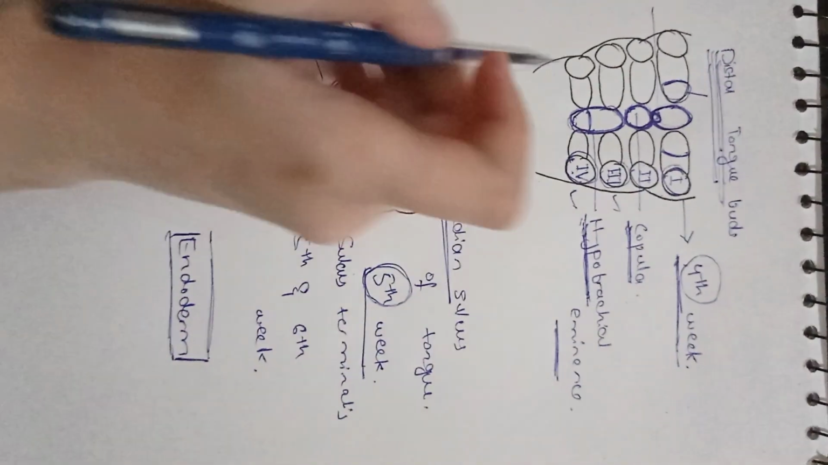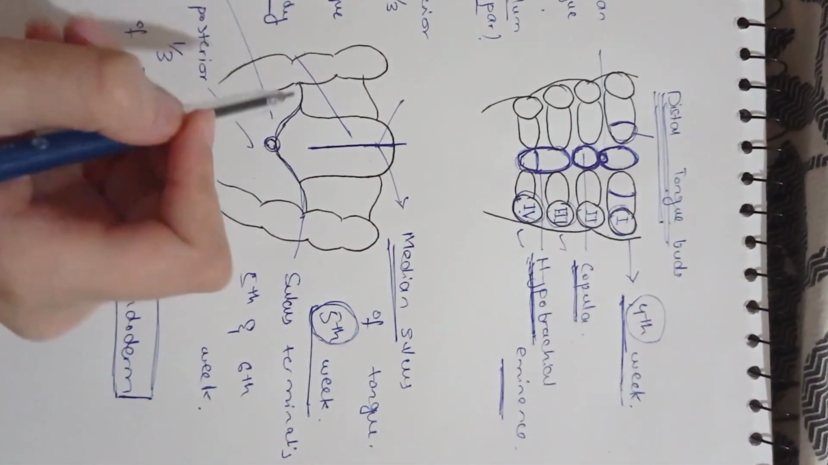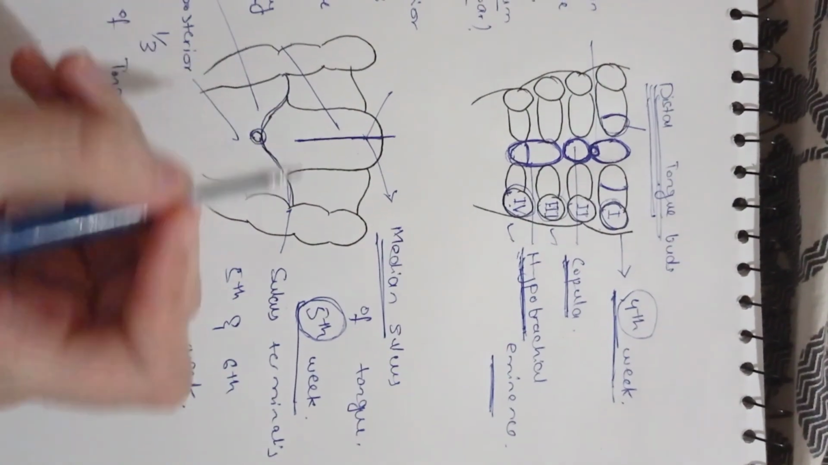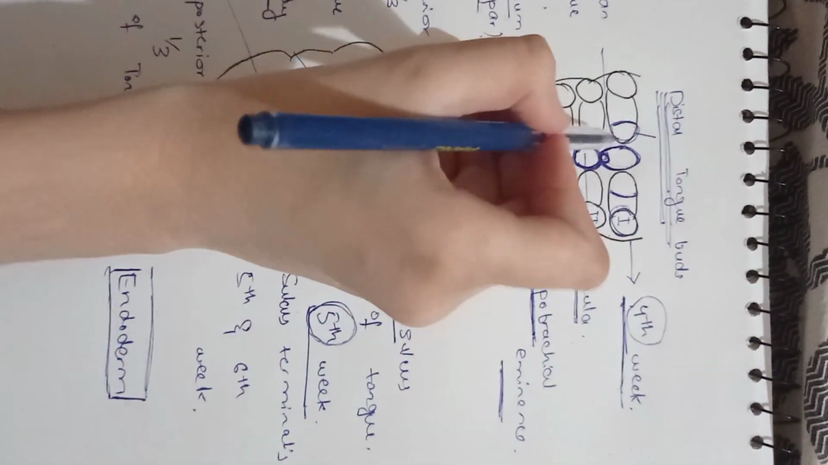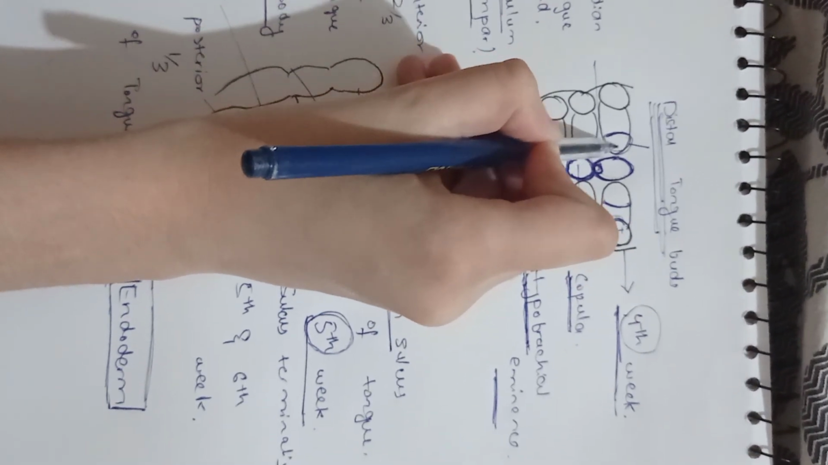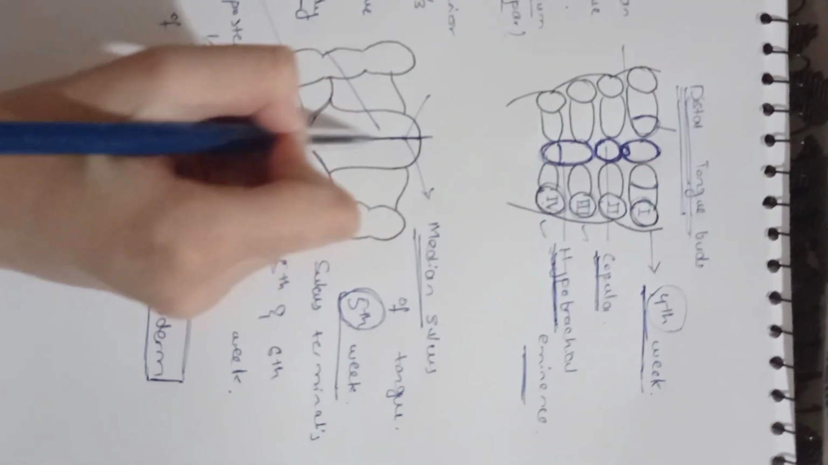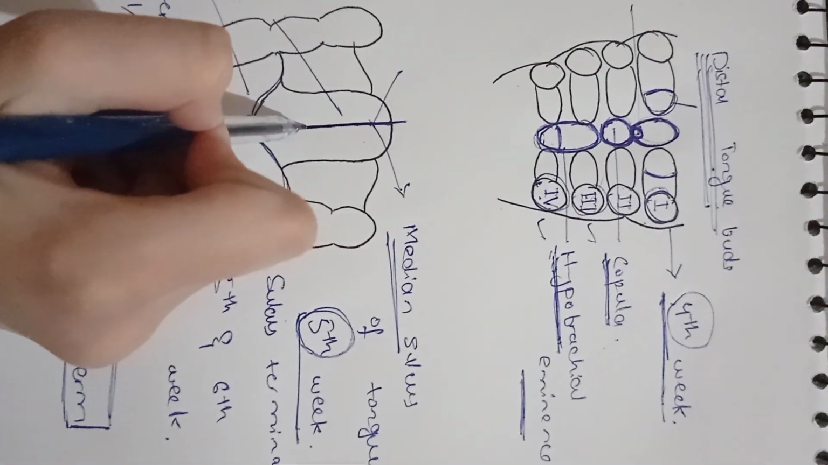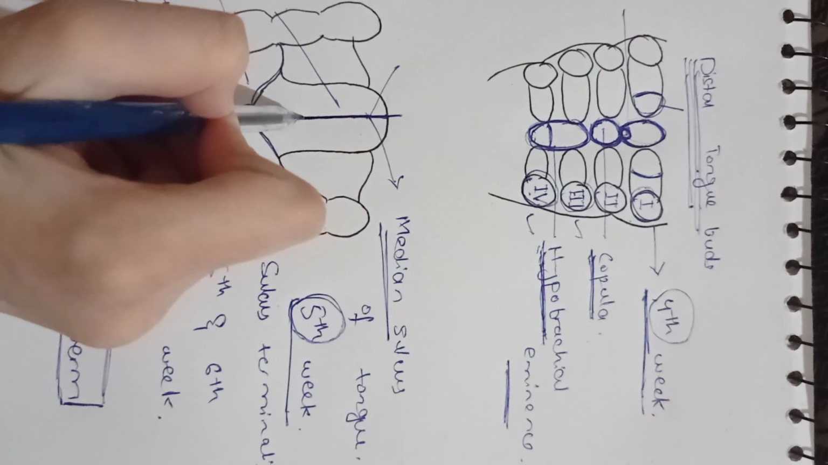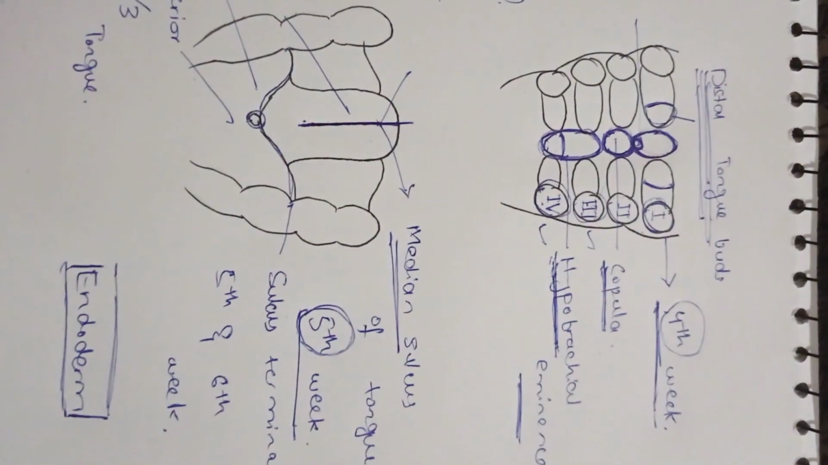In the next step, these distal tongue buds start to enlarge. They grow towards each other and fuse in the midline. They overgrow our median tongue bud. Finally they fuse with each other in the midline, and their line of fusion is called the median sulcus of tongue. This fusion occurs in the fifth week.